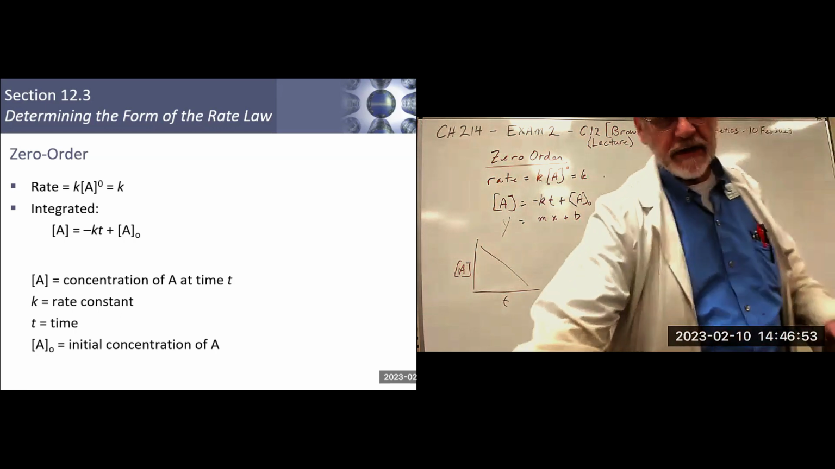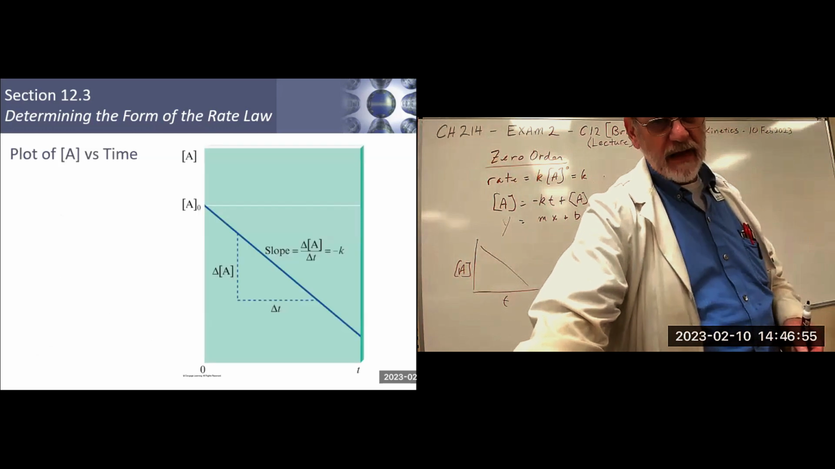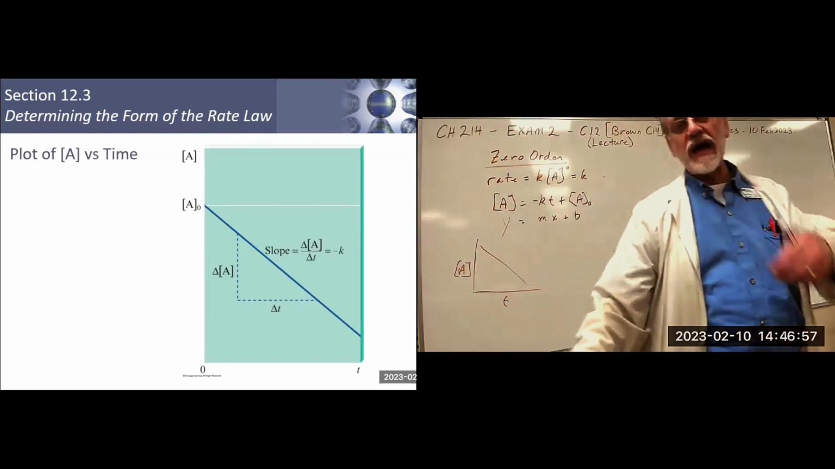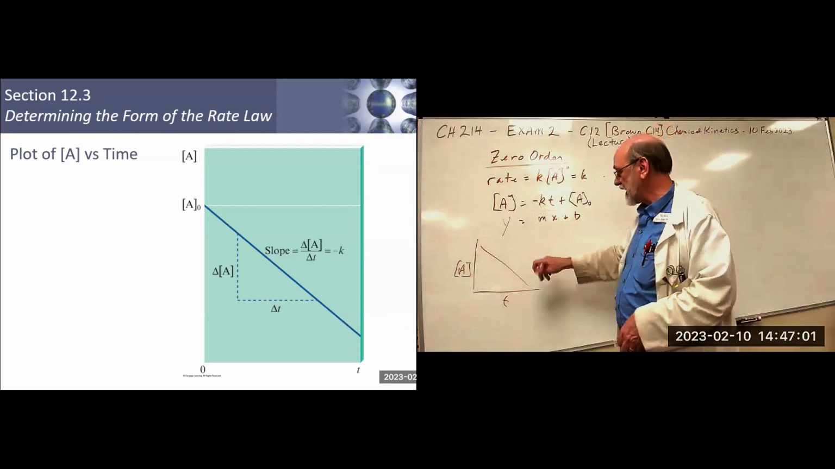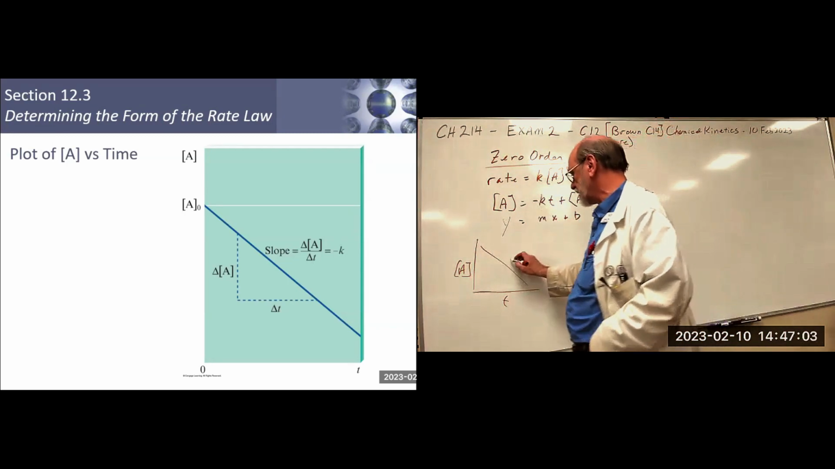There's one other thing that we can determine here, and that's, well, there's a plot. So that's what it would look like. And this negative k is the slope on that line, right? Slope.